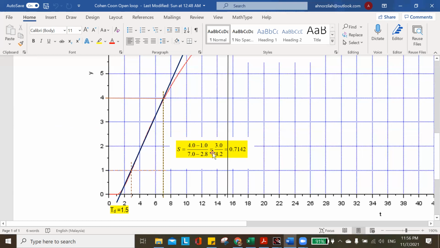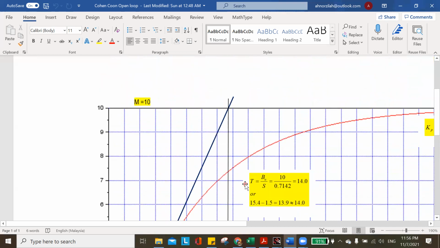What else can we get from this reaction curve is the value of TD. The TD is actually the x-intercept of the linear curve, almost 1.5. Other than that, you know this already, M is equal to the set point, or the forcing input to the open loop system.